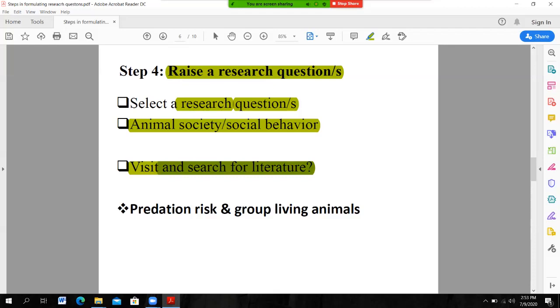For example, after an extensive survey of the literature, the researcher must decide about the area for the research, like what is the association between group living animals and predation risk. So this is the area for the research. So here the researcher must formulate a research question.